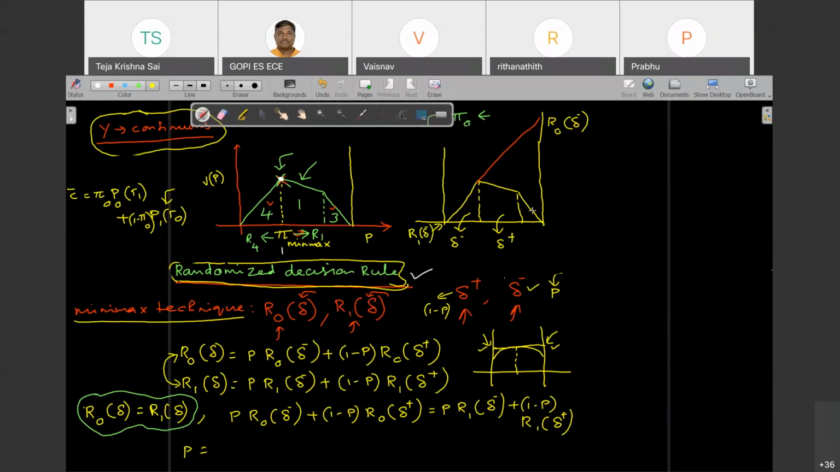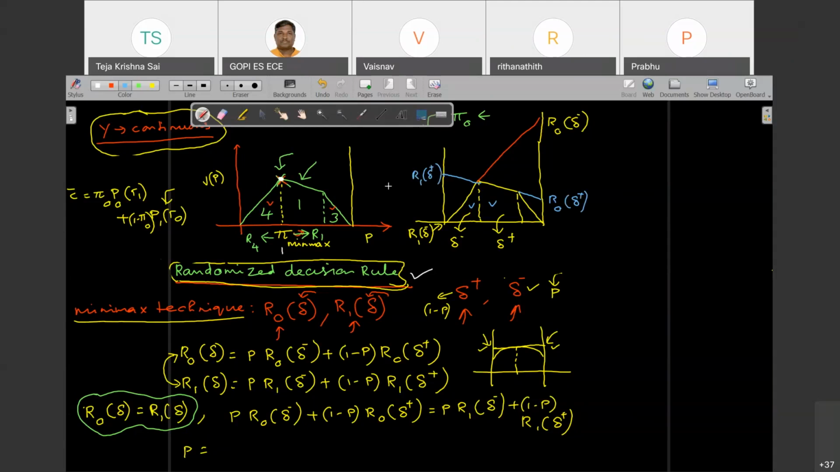So I need to choose only these two regions, this region as well as this region. Only these two regions are needed. Now I'm just extending this one here and this one here. And this is the location of R0 of delta plus, and this is going to be your R1 of delta plus. That is what I'm trying to say, right?